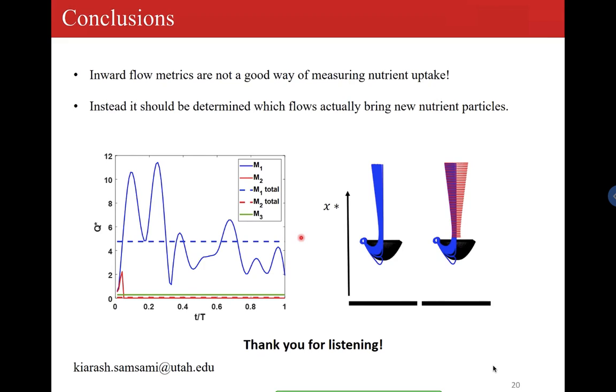So to conclude, we showed that the inward flow metrics are not a good way of measuring nutrient uptake, and instead it should be determined which flows actually bring new nutrient particles to the organism. And this could also be affected by having active swimming prey particles instead of passive particles, and also by the diffusion of the particles, which we did not discuss in this work.